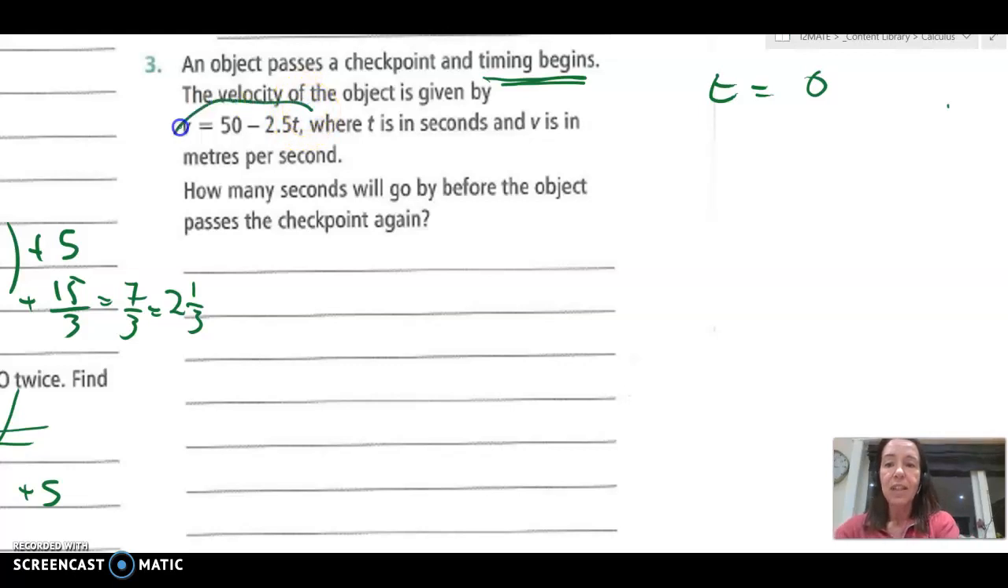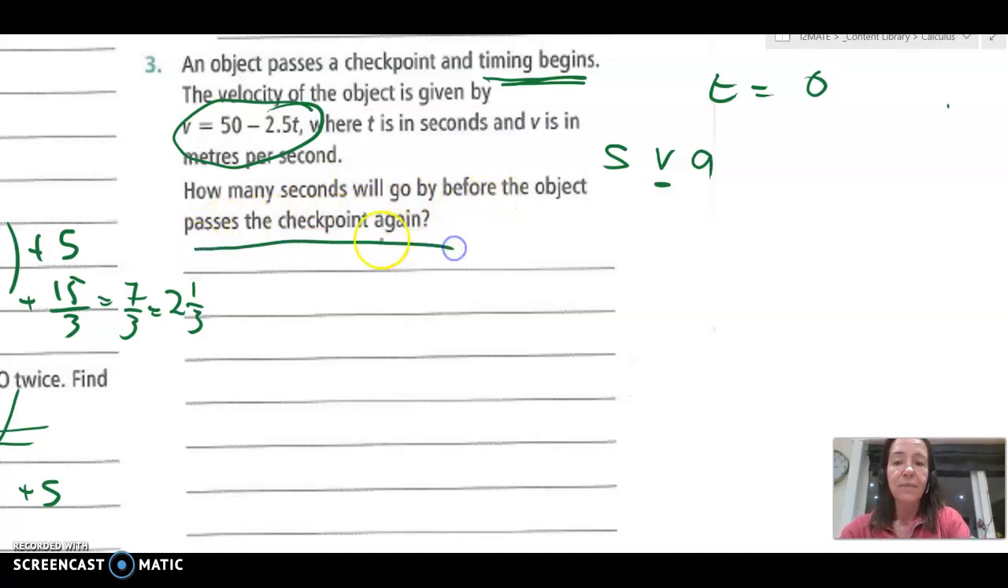Now, I just want you to have a look at this velocity. I want you to have a little think. Remember, it goes SVA. How many seconds will go by before the object passes the checkpoint again? We're looking for a distance, the distance that it is at from that original point. So we are looking for distance, so we are going to integrate.